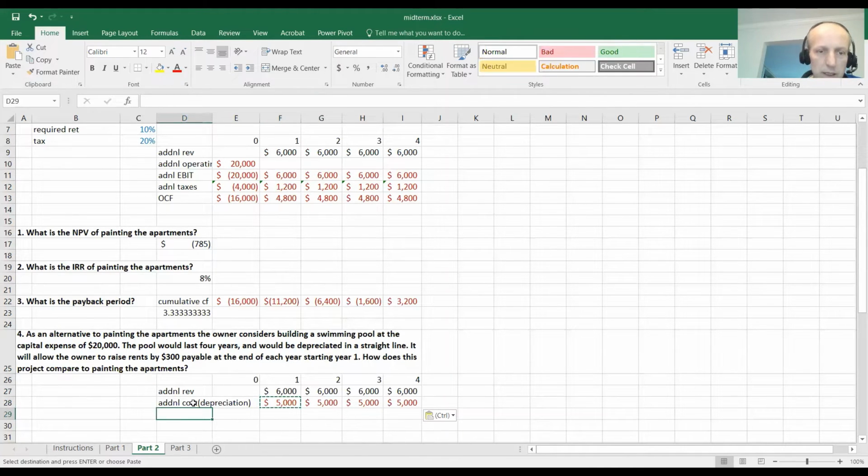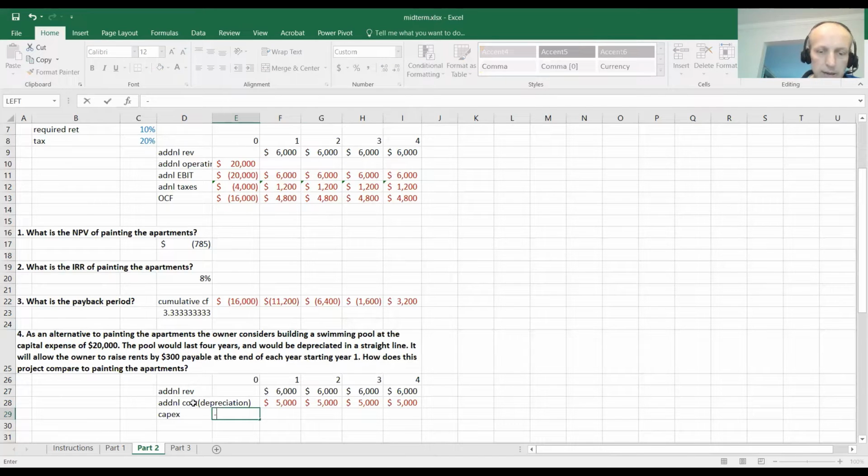How about what else do we have? Well, we do have the CapEx, which is going to be a negative of 20,000 to build the pool. Well, we could calculate EBIT, so earnings before interest and taxes, but after depreciation.